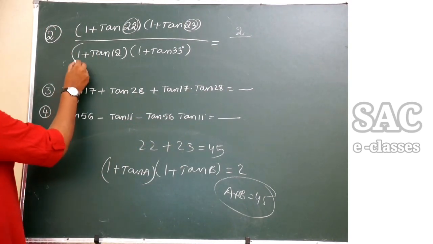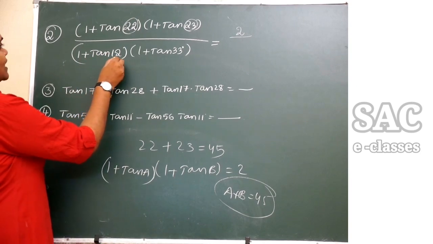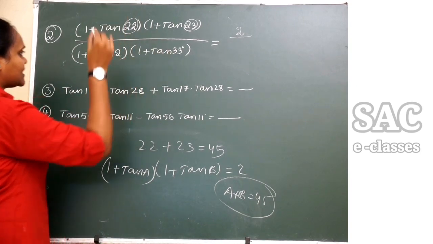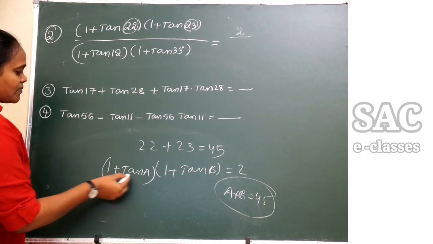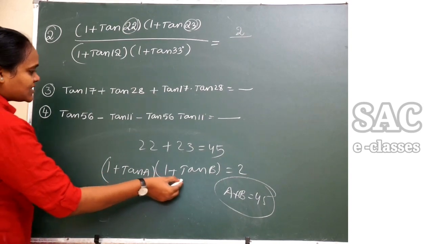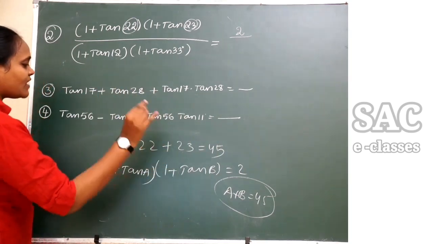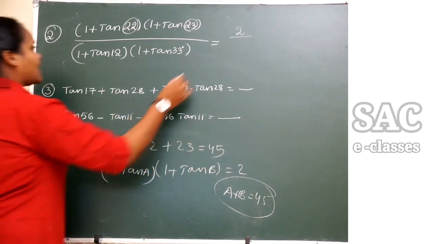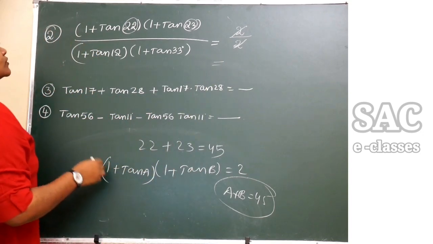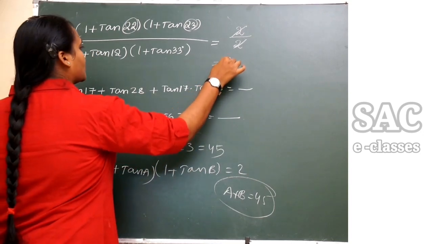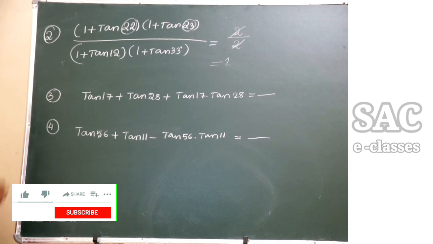In the same manner, 1 plus tan 12 degrees into 1 plus tan 33. 12 plus 33 is 45. We know that 1 plus tan A into 1 plus tan B is 2 whenever A plus B is 45. So can I write here 2 by 2? Then 2 by 2 will give you 1. Now look at the third problem.